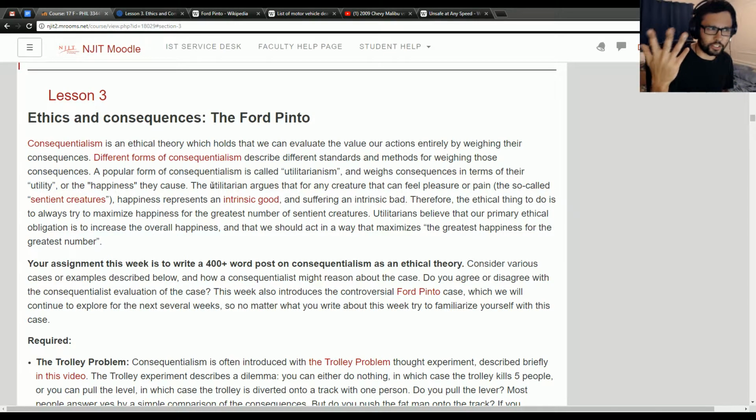Our three theories, just so you know, are consequentialism first, and then deontology, or duty ethics, and then virtue ethics is our final. Over the next few weeks, we're going to be introducing these new theories and going through another case study. This is our second major case study, and we're going to spend a few weeks on this particular case study. This is the Ford Pinto.